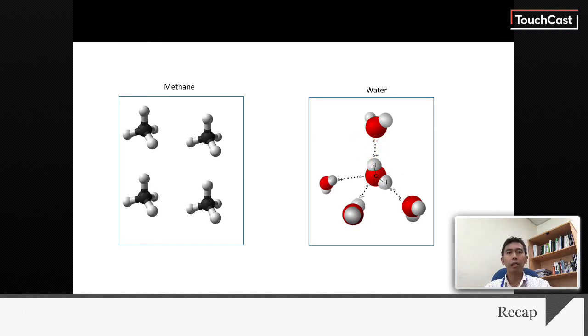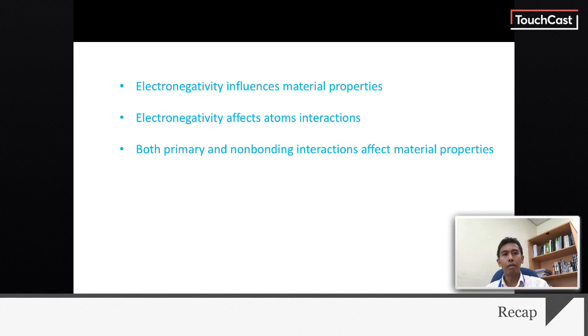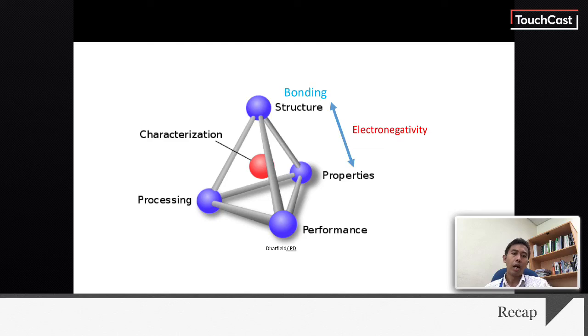To recap, electronegativity has an important influence on material properties. Electronegativity affects atomic interactions and affects both primary bonds and nonbonding interaction, which in turn affect the properties. Properties of material are not only boiling point, as I have discussed here. The concepts you have learned in this section can be expanded to explain other engineering properties such as stiffness, thermal expansion, and so on. The connection among electronegativity, bonding, and properties demonstrates an important aspect of material science and engineering.